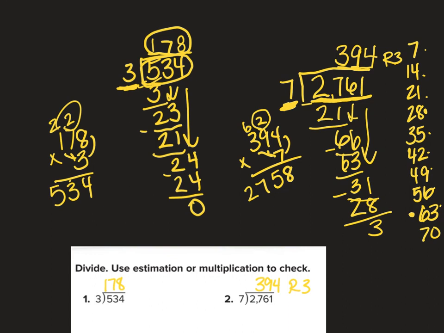Hopefully you're at home saying, Mrs. Hamer, don't forget to add in your remainder. You're right. We need to add in the 3 that were left over. 8, 9, 10, 11. 2,761. Check.